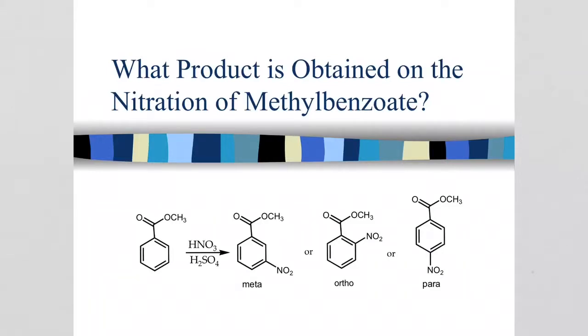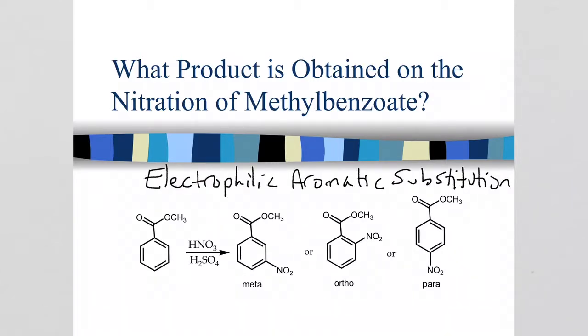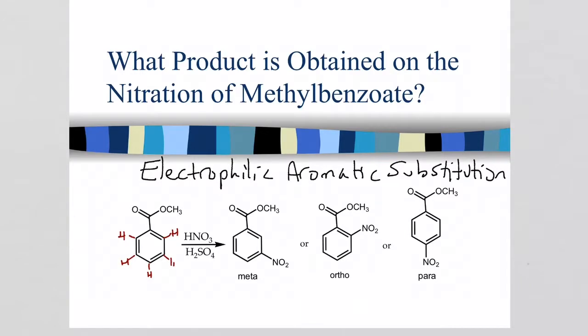Pre-lab video for the lab entitled What Product is Obtained on the Nitration of Methyl Benzoate? This reaction is an example of a reaction we'll be talking about in the next few weeks, and the mechanism is called electrophilic aromatic substitution, because what we're doing is we're replacing one of the hydrogens on the aromatic ring, or substituting it with a nitro group.